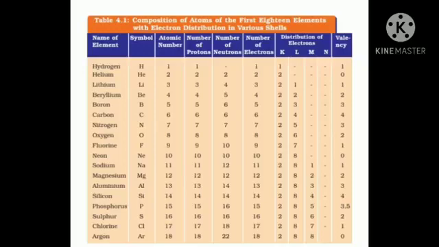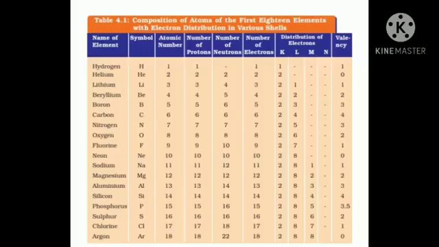Distribution of electrons 2, 6. K shell 2, L shell 6. So it is above 4, and the number of electrons in the outermost shell is 6. Since it is above 4, the valency is obtained by subtracting 6 from 8. 8 minus 6 equals 2.